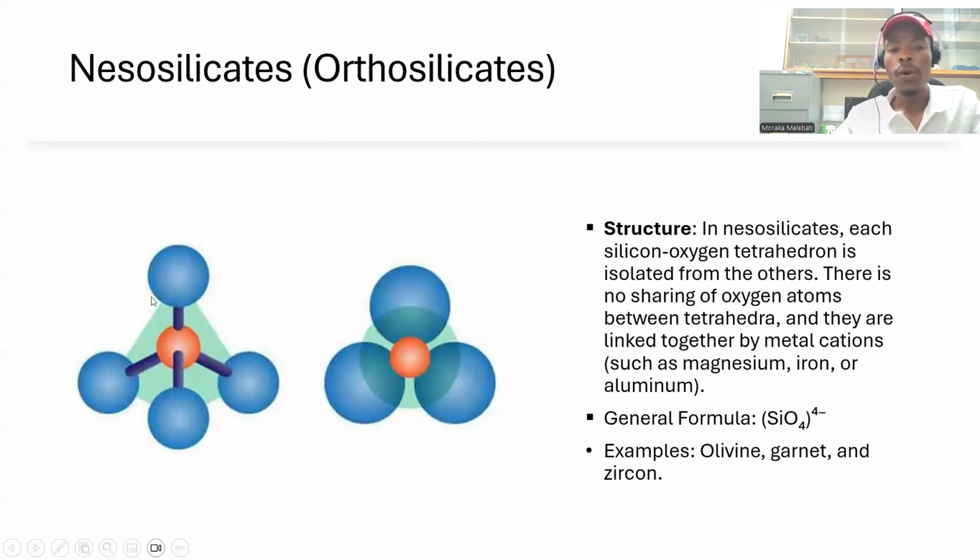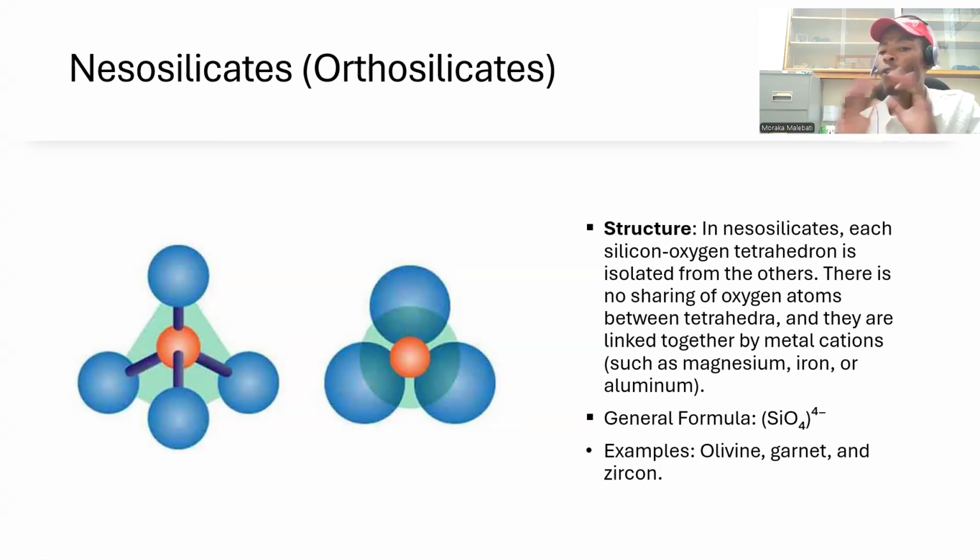Okay. So, like I said, in the nesosilicates, you have the pieces, or the groups of silicon tetrahedra, or these building blocks, which are isolated. And then they've got this general formula. Examples are olivine, garnet, and zircon. So you can now see that each silicon-oxygen tetrahedron, or each pyramid, is isolated from the others. There is no connection. They are not linked to one another.